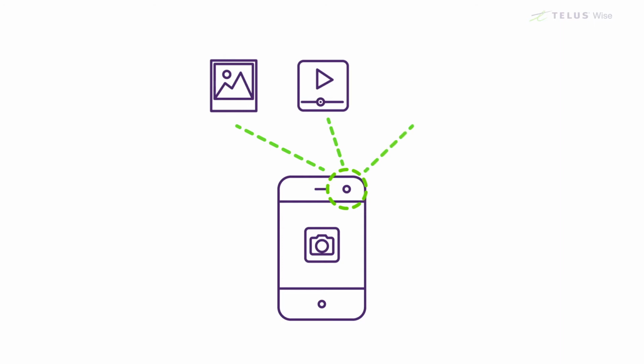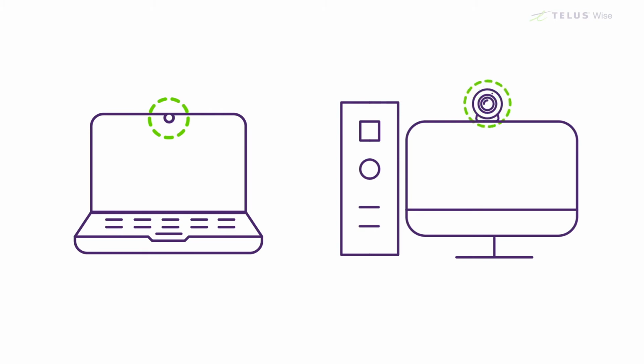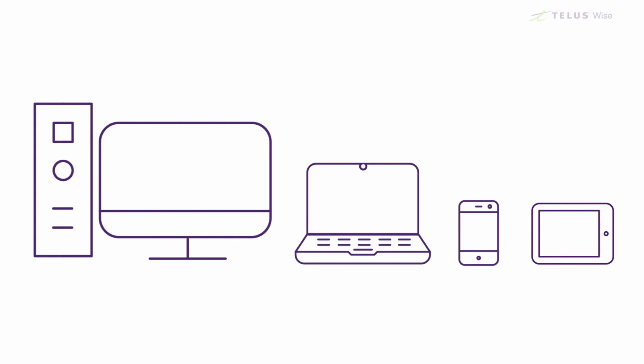All smartphones and tablets have cameras built in, making it easy to take photos and videos and have video chats. Most newer laptops have cameras built into them, but desktop computers don't. If you are using a desktop computer and want to have video chats, you'll need to get a camera called a webcam.